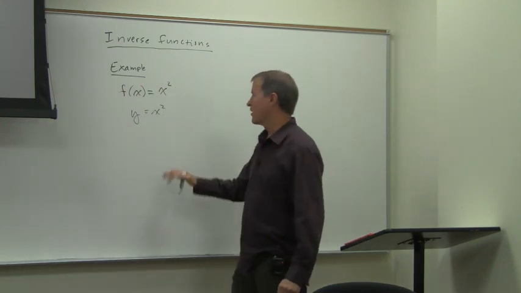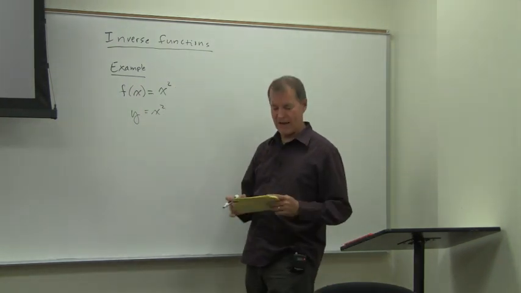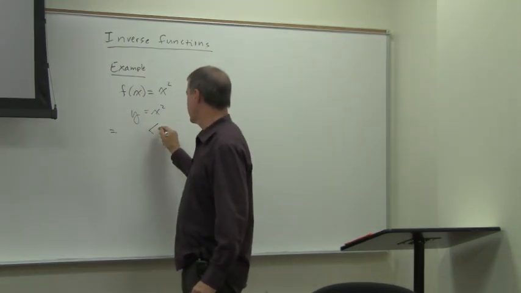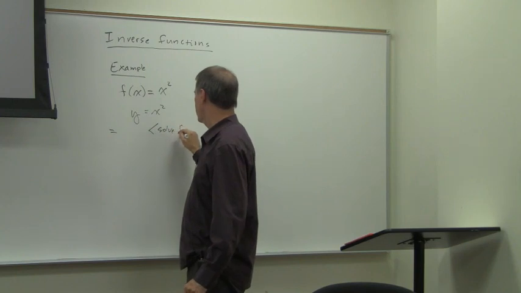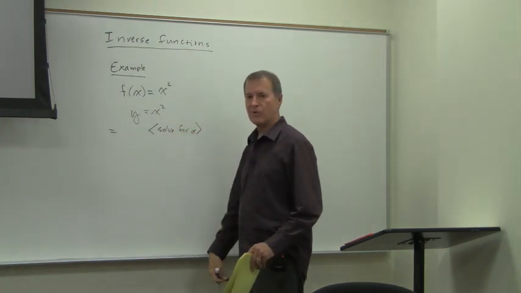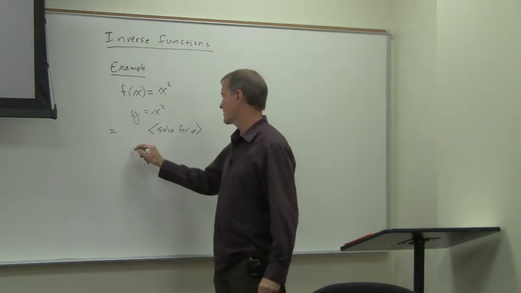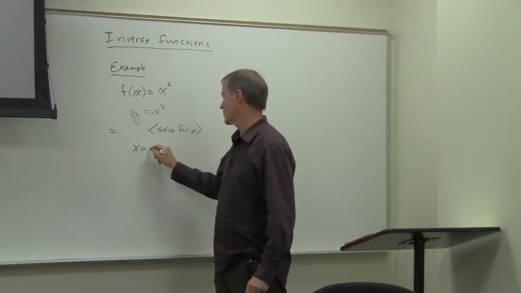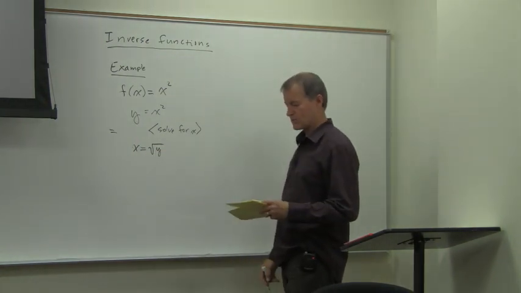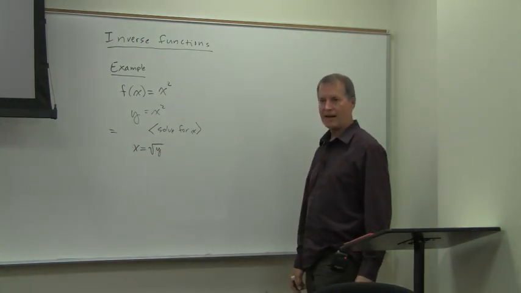Now, suppose I ask you to solve this for x. So y equals x squared. Solve for x. What does this equal? x equals the square root of y, plus or minus, but let's just ignore the plus or minus bit. So this is x equals square root of y, right?